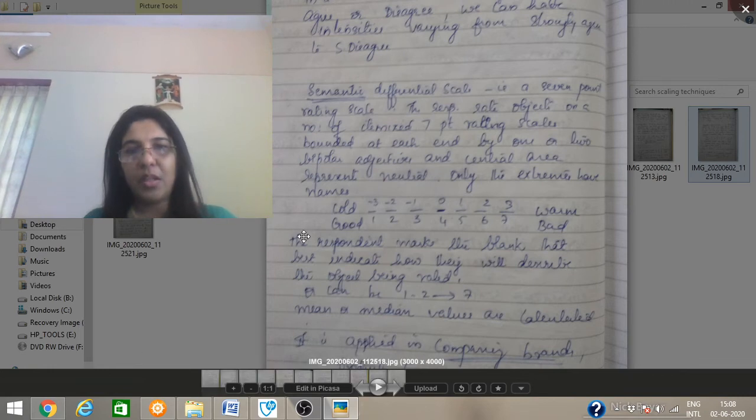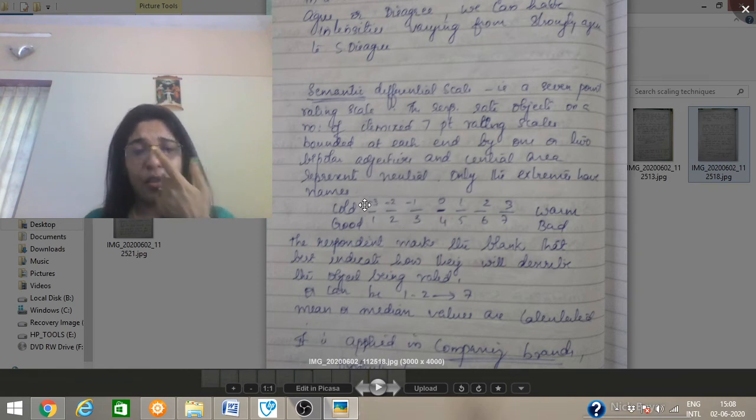Similarly, on the opposite side, the parameters will be the opposite of one side. That is, if you have cold on one side, you should have warm on the other side. If you have good on one side, you will have bad on the other. The correct opposite will be on the other side, and your ratings will be in this particular range: 0, 1, 2, 3, or -1, -2, -3.